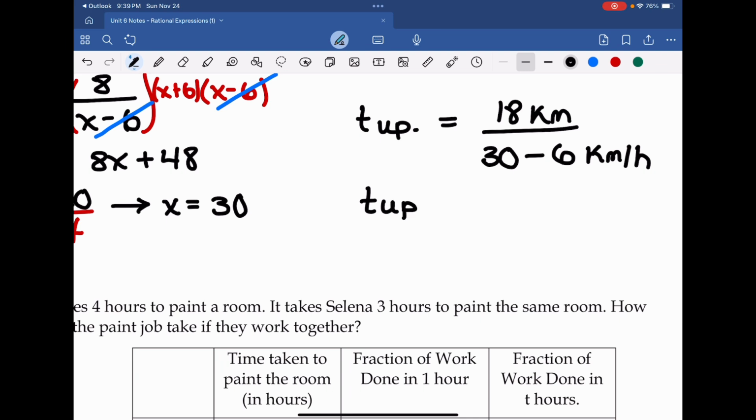Now, this is going to give us a time upstream of, we get 18 divided by our 30 minus 6, which is the same as 18 divided by 24. 18 divided by 24, as a reduced fraction, is 3 over 4. And this means it takes 3 over 4 hours, or 3/4 of an hour. And so maybe I'll just say 3/4 of an hour like this, to go from the cruise ship to the port.